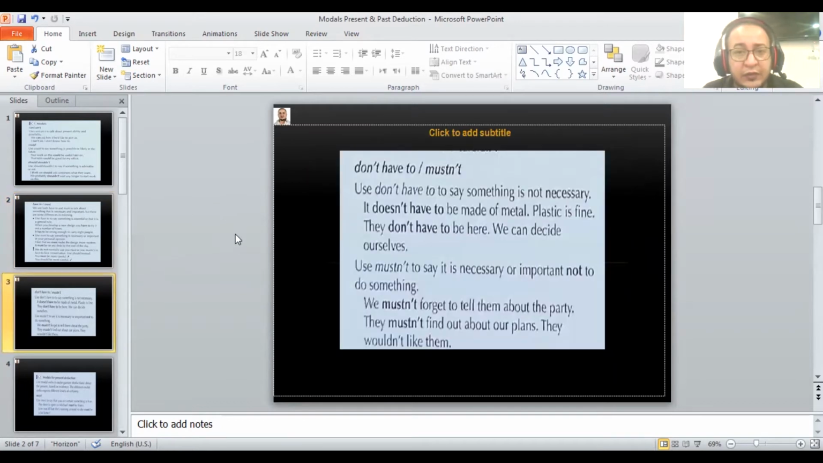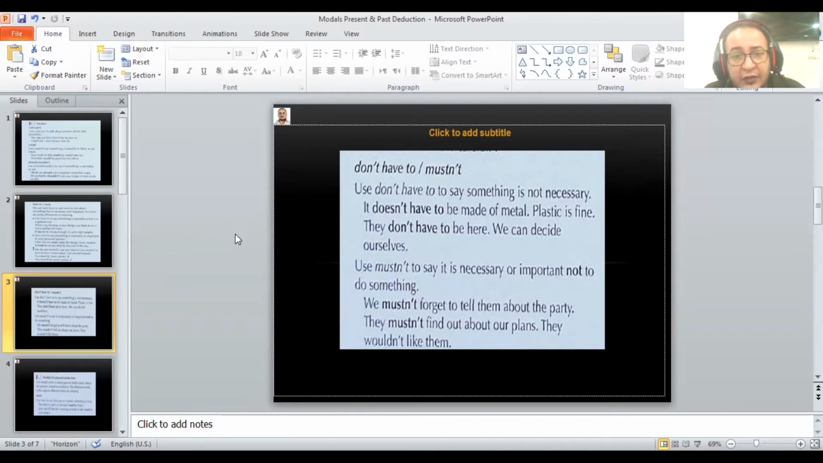Don't have to and mustn't. Use don't have to say something is not necessary. It does not have to be made of metal. Plastic is fine. They don't have to be here.